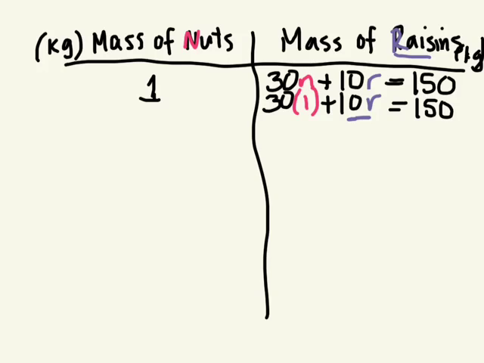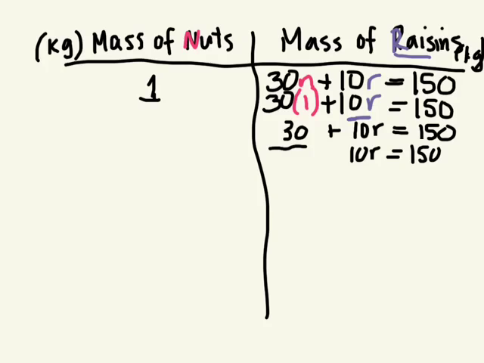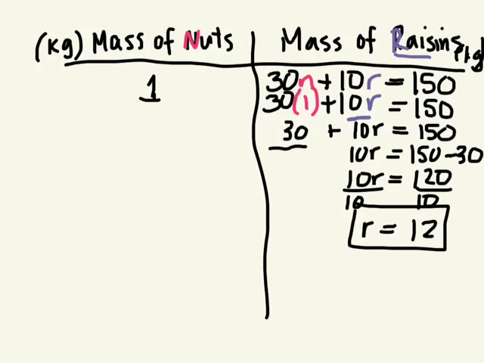So I want you guys to solve this. What's 30 times 1? 30. Plus 10r equals 150. How do I isolate r? No, I have to get rid of the 30 first. So I'm going to subtract 30. So 10r equals, what's 150 take away 30? 120. And how do I isolate r? Divide both sides by 10. r equals 12. Okay, so we found one combination.